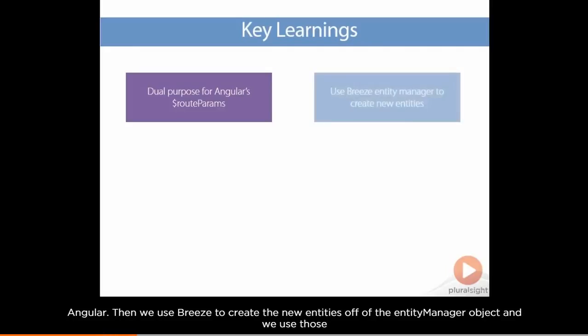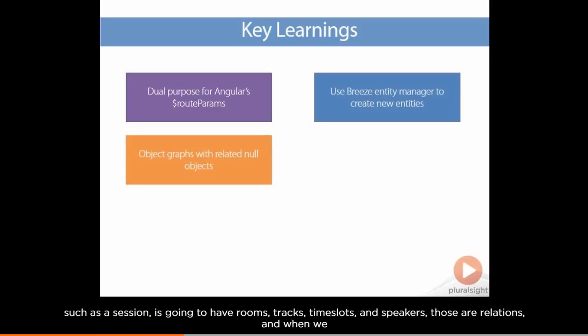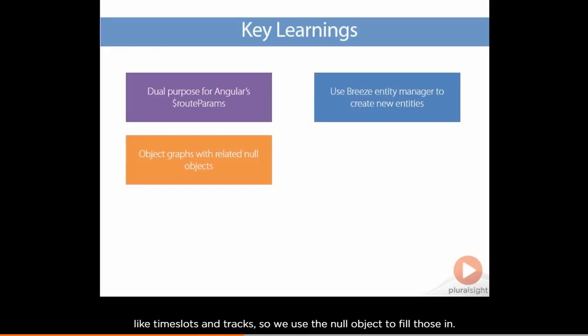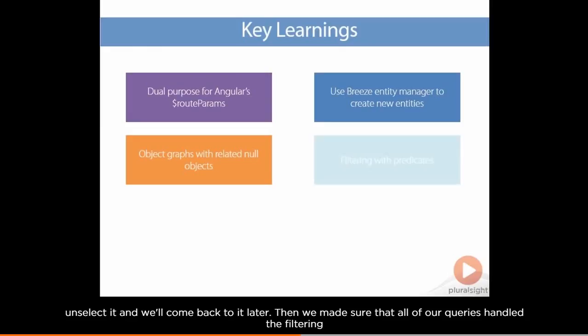And then we used Breeze to create the new entities off of the Entity Manager object. And we use those entities to help with the dropdowns, but also to help with the object graphs, because each of those objects, such as a session, is going to have rooms, tracks, time slots, and speakers. Those are relations. And when we create a new session, that object graph needs to have some kind of related object for all those objects like time slots and tracks. So we use the null object to fill those in. And it also gave us a nice user experience so the user can see select a track. And they can select it or unselect it, and we'll come back to it later.